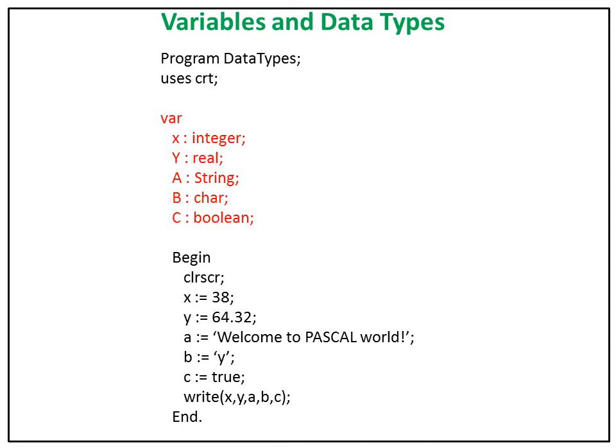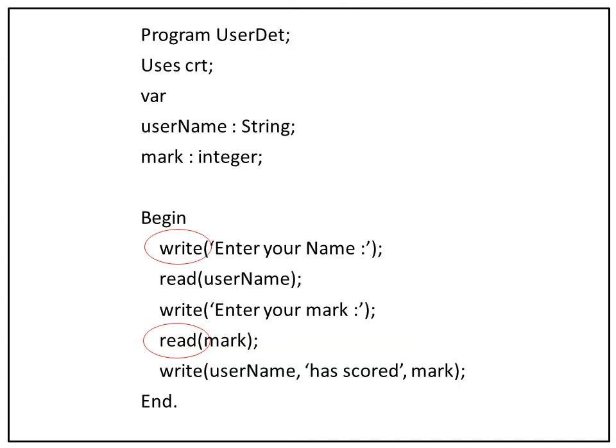When we assign a value to a variable, the assignment operator should be used. If you want to assign a string value to a variable, single quotations could be used. Write keyword is used to display the output on the screen. Read keyword is used to read the user's input.